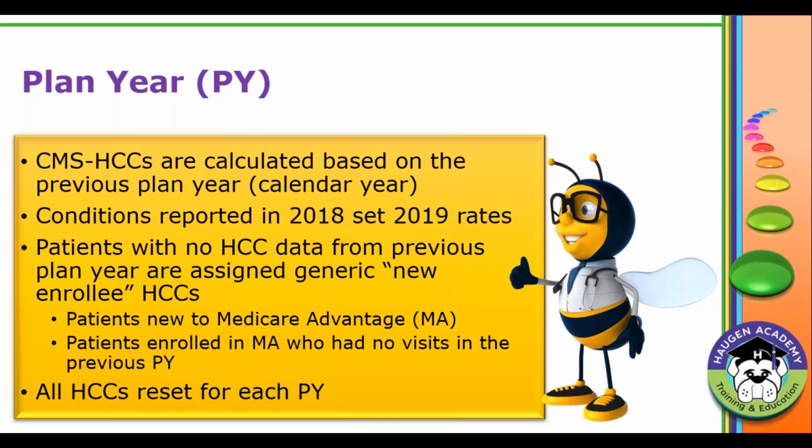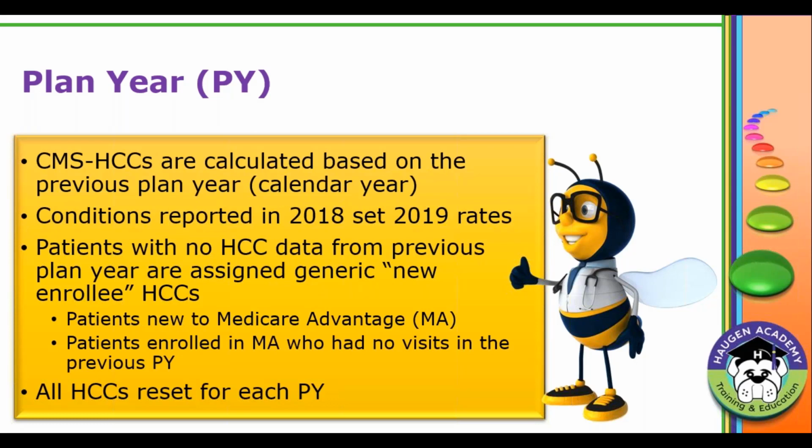But the plan year, so CMS HCCs are calculated based on the previous plan year. Right now we're in plan year 2019. They are currently operating on a calendar year. And so all of the conditions that were reported last year set the payment rates for patients in 2019. And patients who are either brand new to Medicare Advantage or for some reason don't have any 2018 data have rates pulled from a generic table for new enrollee HCCs.